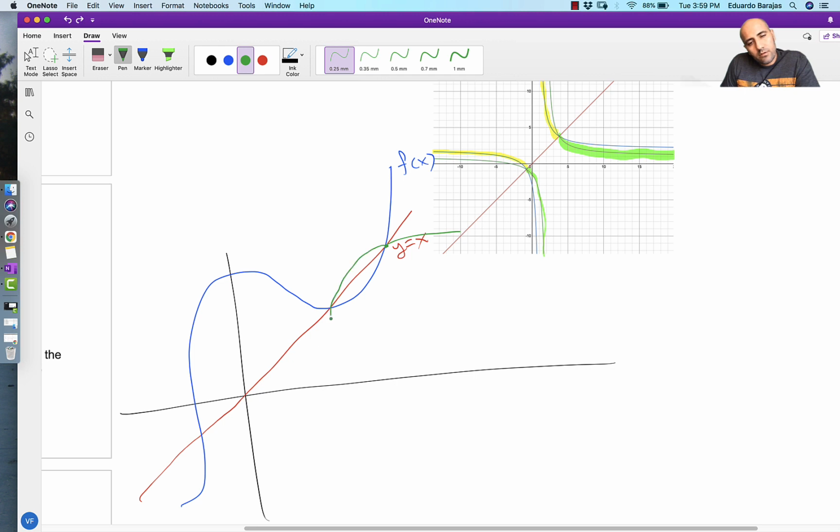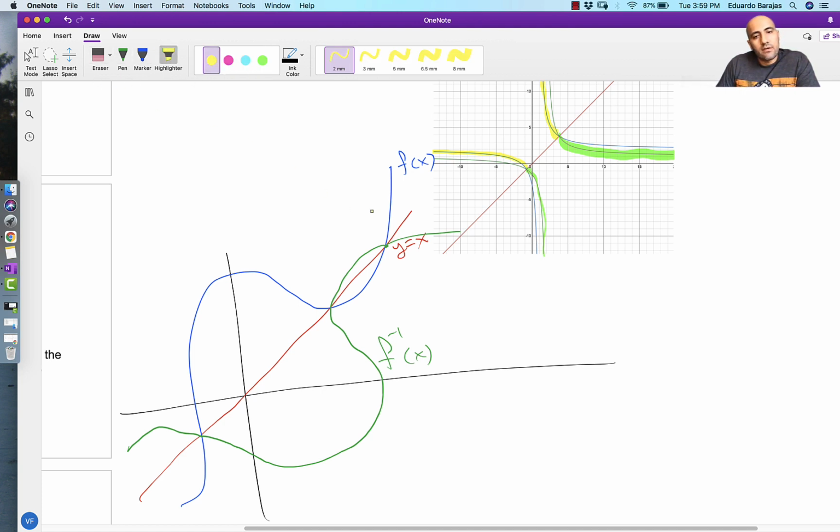This would go this way, and then something like that. Keep in mind my drawing skills suck. So the green one would be the inverse function of f of x. Right? So that's what I mean by a mirror image across the line y equals x.